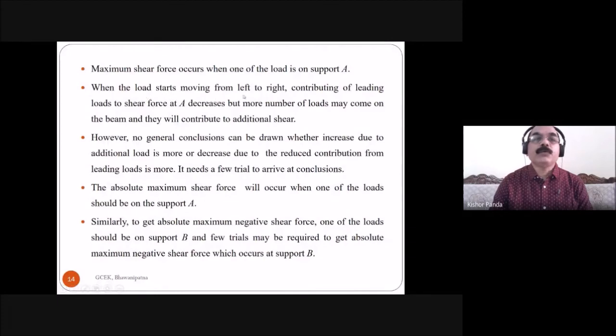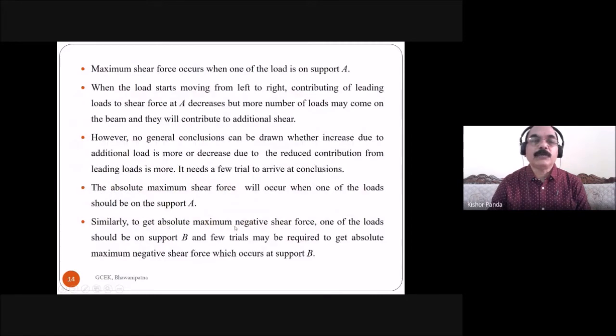When the load starts moving from left to right, the contribution of leading loads to shear force at A decreases, but more loads may come on the beam and they will contribute to the additional shear. However, no general conclusion can be drawn whether the increase due to the additional load is more or the decrease due to the reduced contribution from leading loads is more. It needs a few trials to arrive at conclusions. The absolute maximum shear force will occur when one of the loads is on the support A.